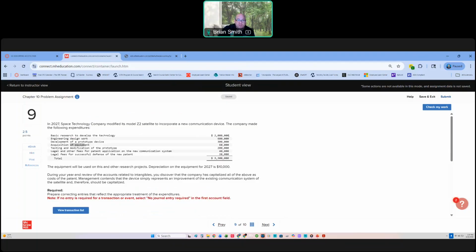Basic research to develop the technology? You bet. Engineering design work? Yes. Development of the prototype device? Yes. Acquisition of the equipment? No, at least not initially. Testing and modification of the prototype? Yes. Legal and other fees for patent? No, that's patent. That's fine. Legal fees for successful defense of the new patents? That's fine. So we're going to pull out those.